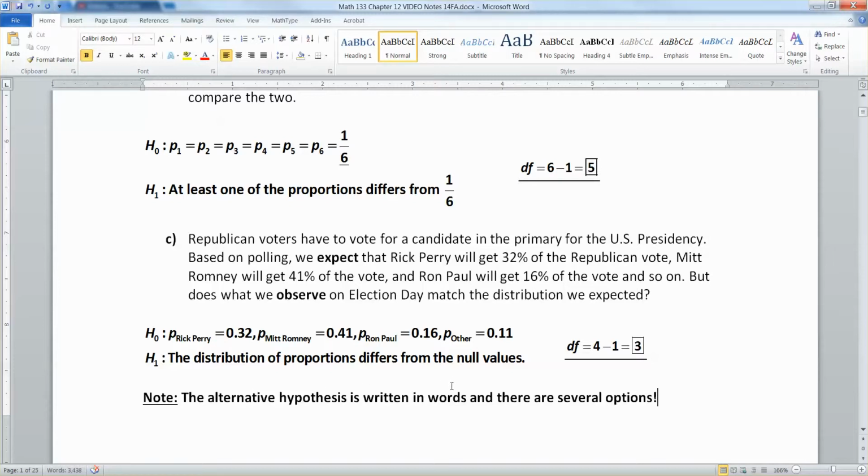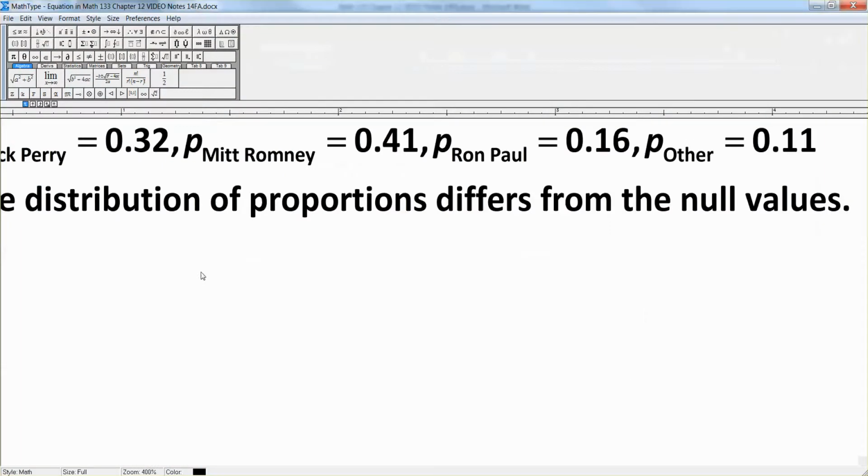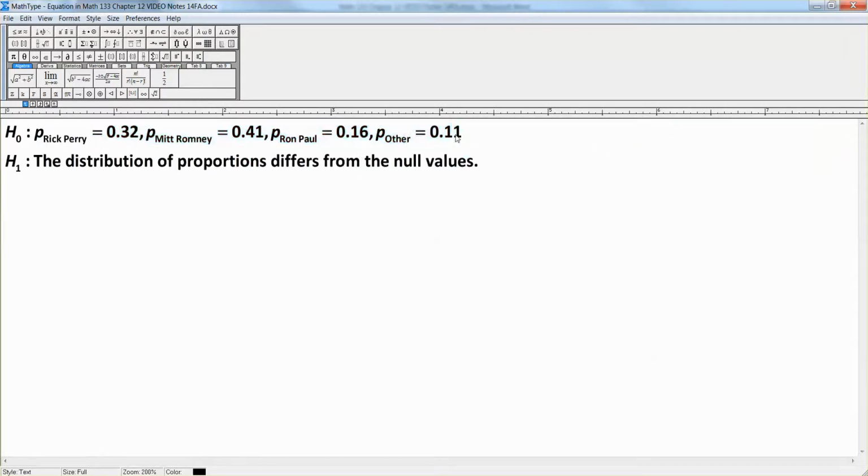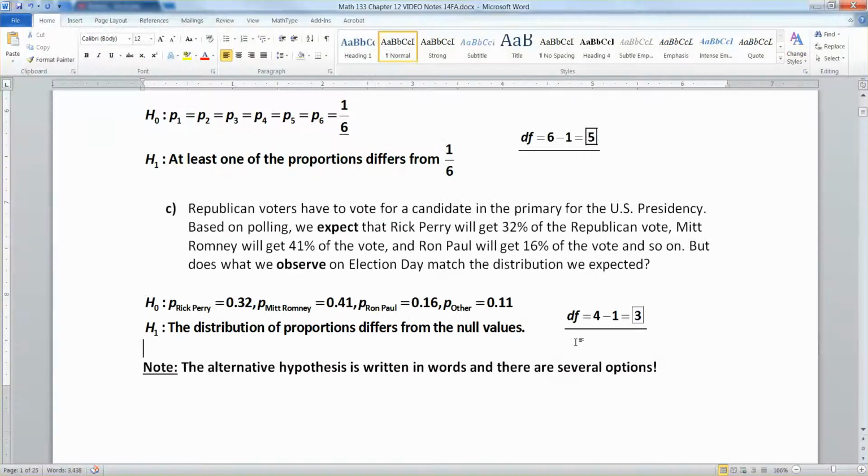The idea is that you just want to say that the distribution of those proportions is not what you expected from the null. There are a lot of different ways to write that, but in general, that's what you're shooting for: that the distribution we said was not correct. In the null hypothesis, you assume a certain distribution, like this one, and the alternative is that that distribution is not correct. Something is different, right? You don't know which one might be different, but something is different.